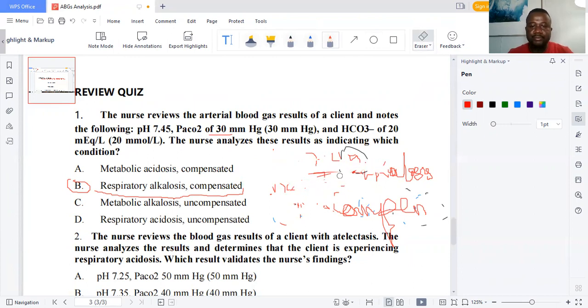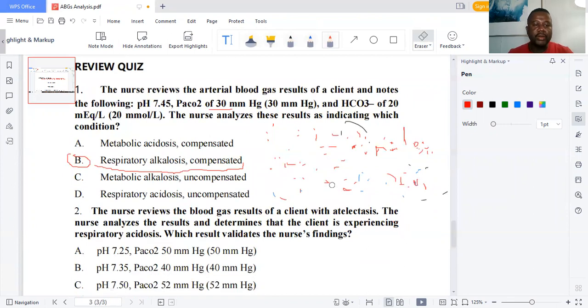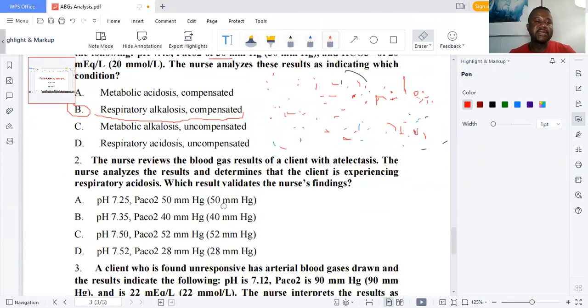So let's move to question number 2. I hope this is clear. Okay, good. Question number 2 says, the nurse reviews the blood gas result of a client with atelectasis. The nurse analyzes the result and determines that the client is experiencing respiratory acidosis. Which result validates the findings?